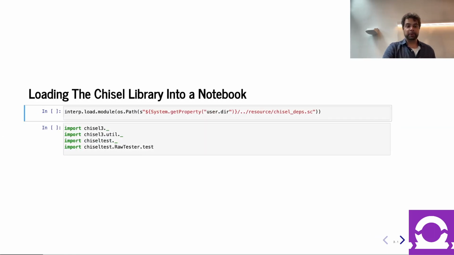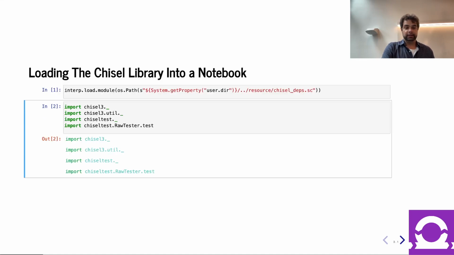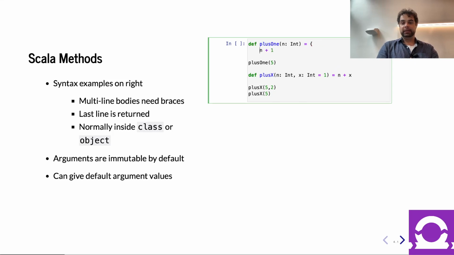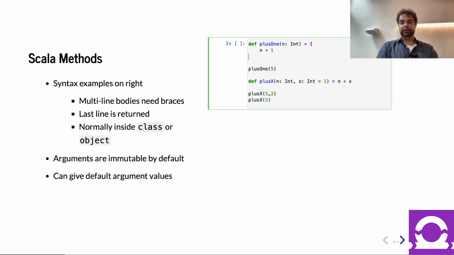Okay, let's go fire up our notebook. Good to go. So first off, in Scala, you can define a method. Syntax isn't too different from something like Python, where you say def, give it a name, argument list, then equals, and then the body. In this case, it's a one-liner, so we just put the body right there. Of course, if you needed, you could put some braces there and make it multiple lines.